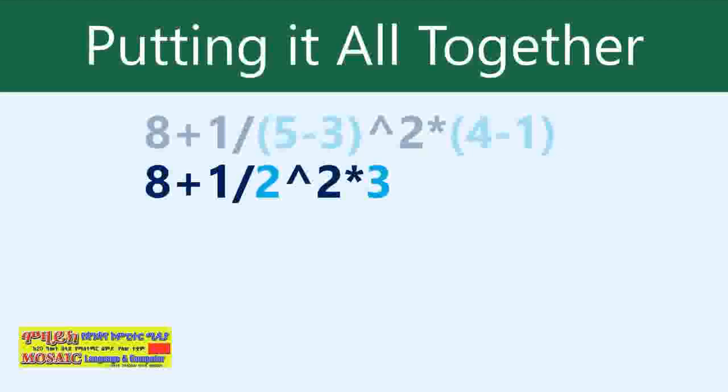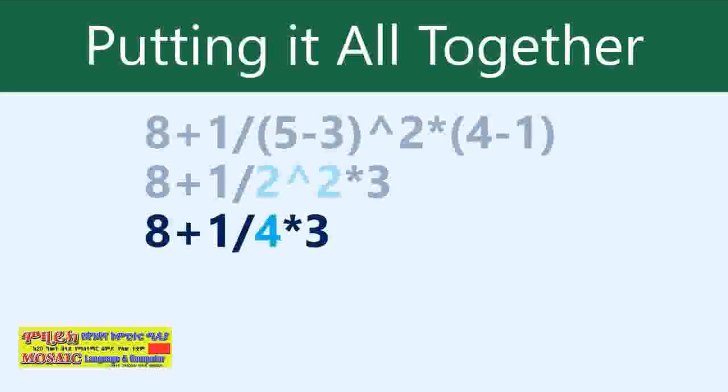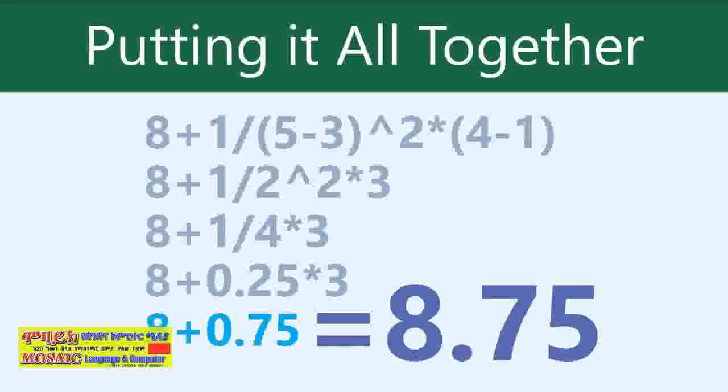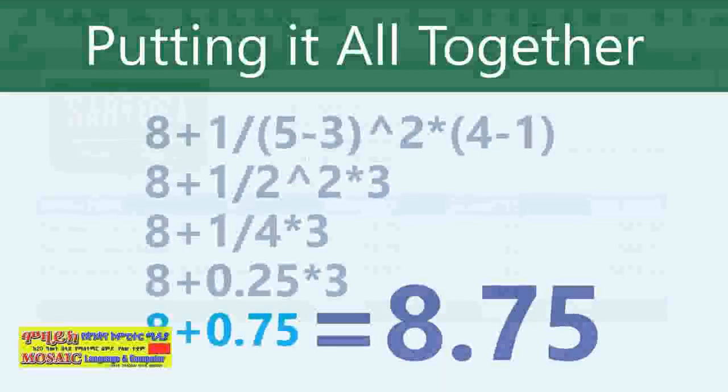Next, we'll look to see if there are any exponents in this formula. And there is one, 2 to the second power. When we calculate it, it becomes 4. Next, we'll do the multiplication and division, going from left to right. And now all that's left is addition, and that gives us our answer, which is 8.75. And that's the same answer Google Sheets would give you if you entered the formula in your spreadsheet.